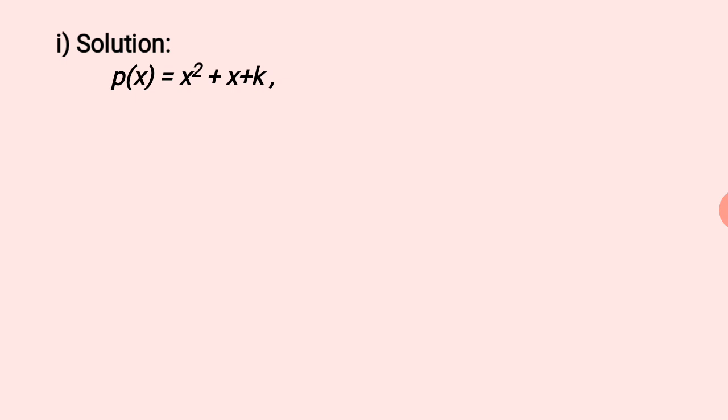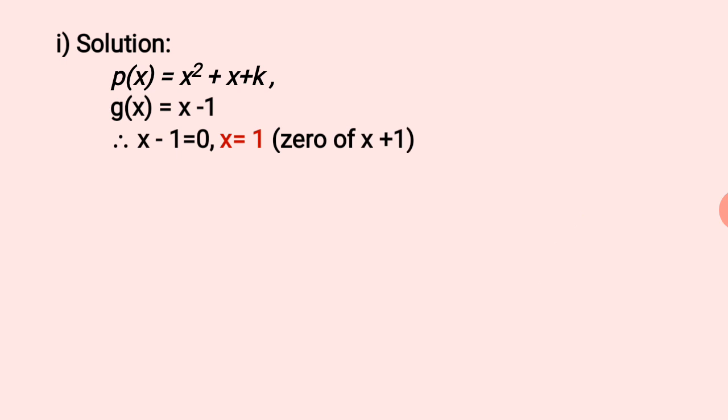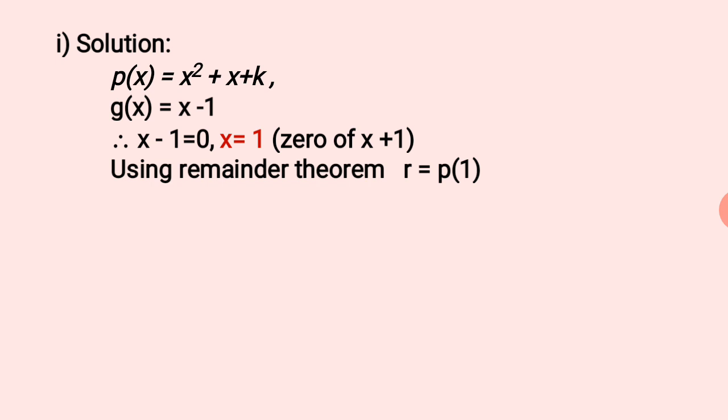Solution: p of x is noted, g of x is also noted, and then the third step is equating this g of x to 0. And this is how we get x equal to 1. Now we are going to use the remainder theorem and get the remainder. So, remainder will be equal to p of 1. In this case, it is nothing but 2 plus k. After substitution and after solving, you get p of 1, which will be the remainder. It is here in this case to be equal to 2 plus k.